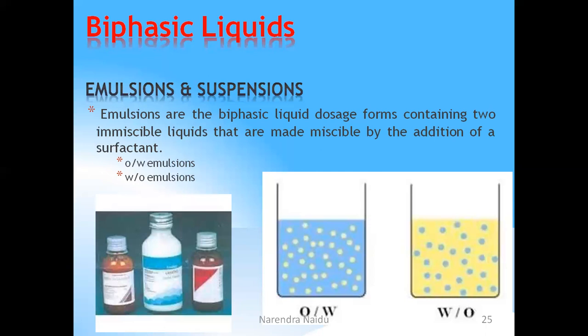Emulsions are biphasic liquid dosage forms which contain two immiscible liquids. Immiscible means they are not mixed with each other. These two immiscible liquids are made miscible, that is, mixed, by the addition of a surfactant, and there are two types: oil in water emulsion and water in oil emulsion. Oil in water emulsion means when you mix oil into the water. When you mix water into the oil, that is called water in oil emulsion.